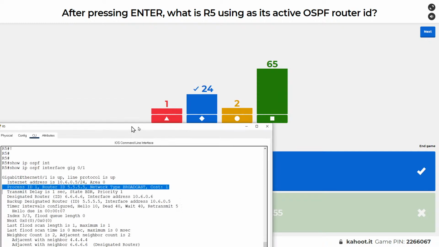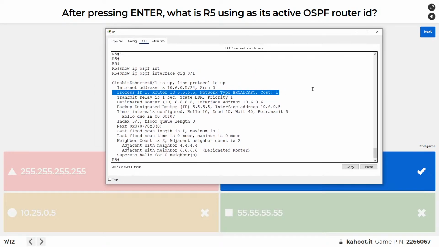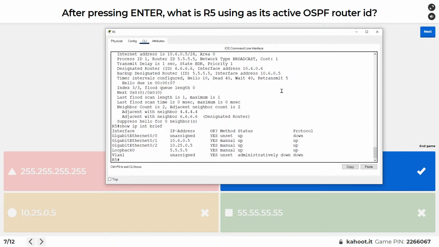So let's bring in a volunteer. I've got a volunteer, he's right here. This is R5. See, his router ID is 5.5.5.5. And that's probably because that's the highest IP address on a loopback when OSPF started. So now that it's running, it has that router ID of 5.5.5.5.